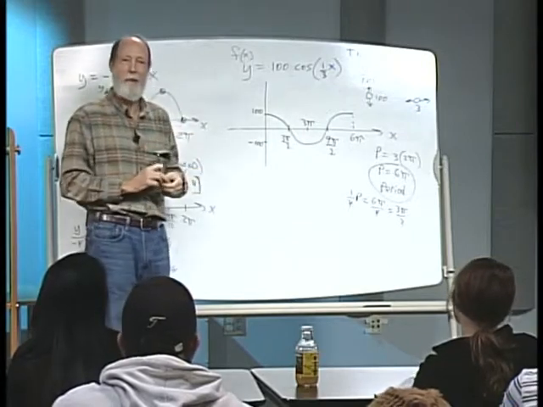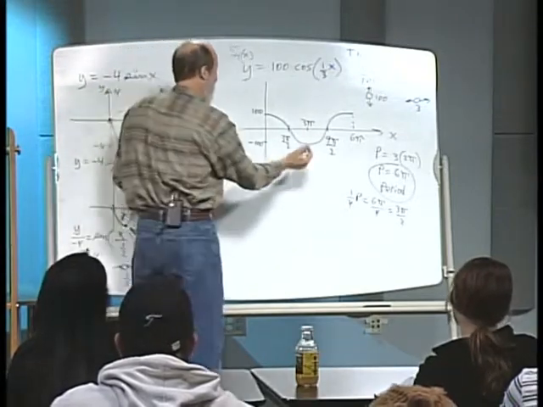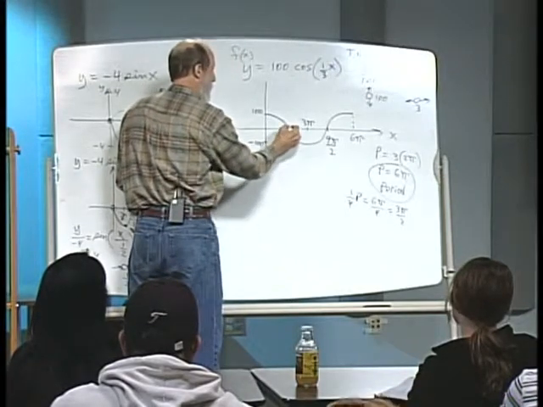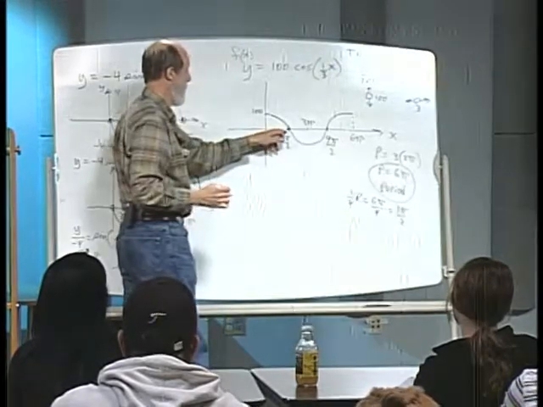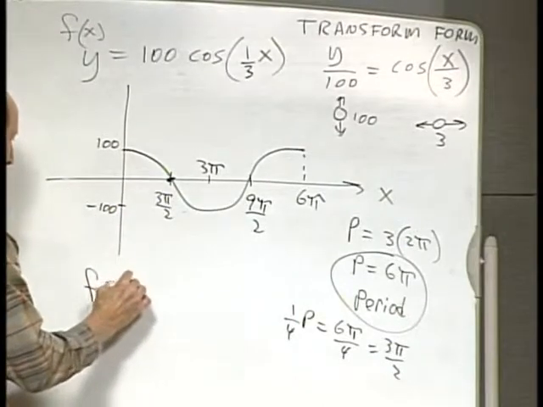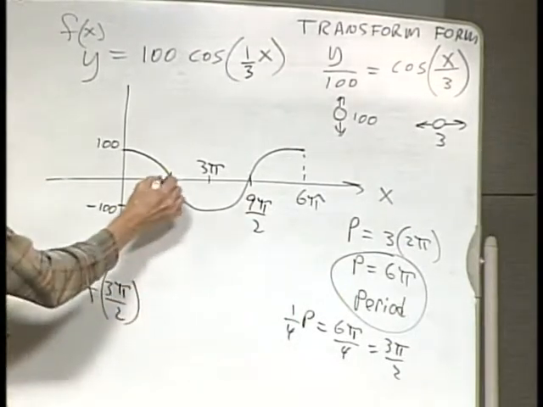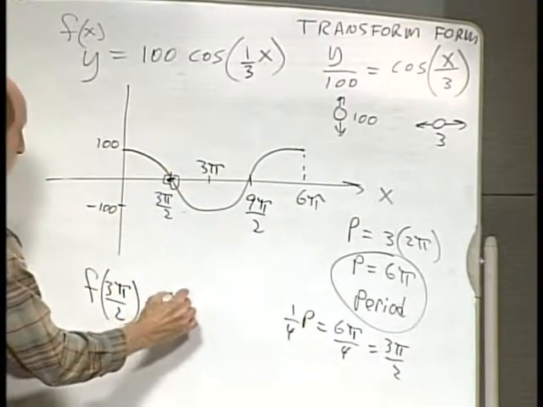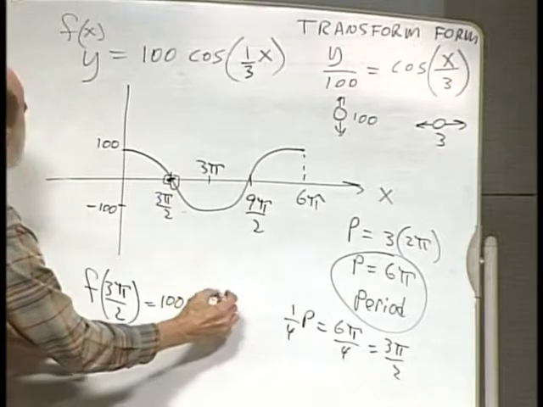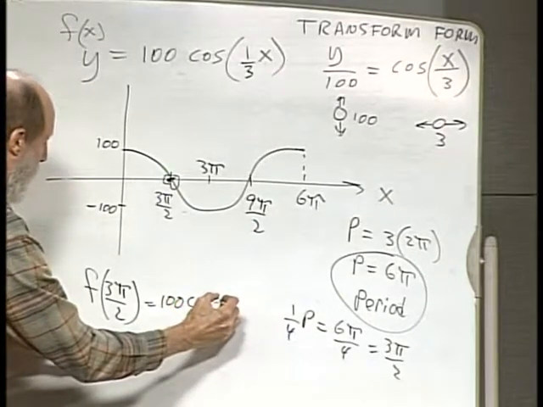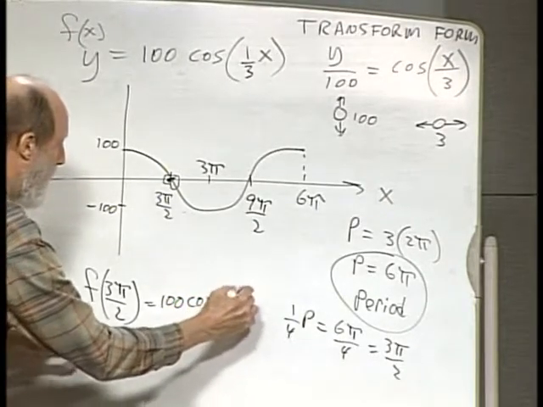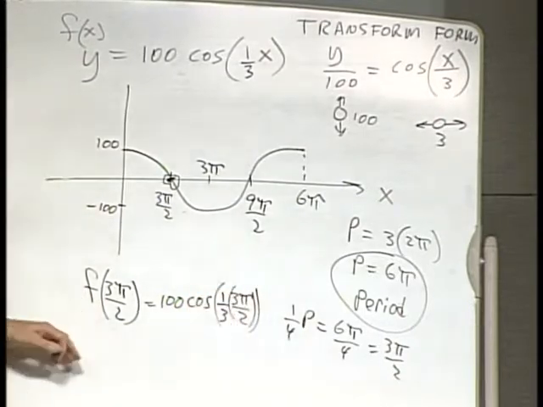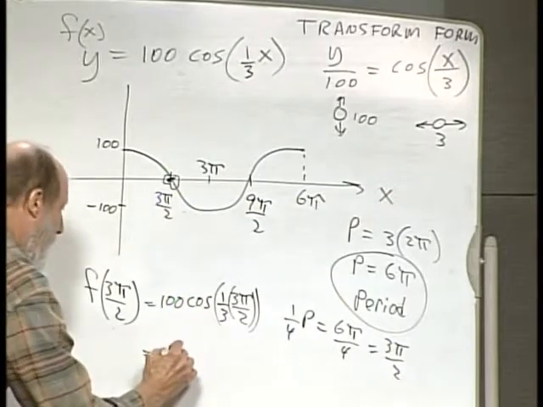Throw in a value of x. So I look at my picture, and what if I came in here, say, at 3 pi over 2? I should hit a 0, shouldn't I? Okay, so let's try it. F of 3 pi over 2, investigating this point right here, let's see what happens. I have 100 cosine of 1/3 of 3 pi over 2, dropping in there. Clean that up.